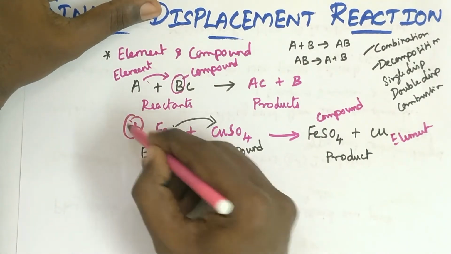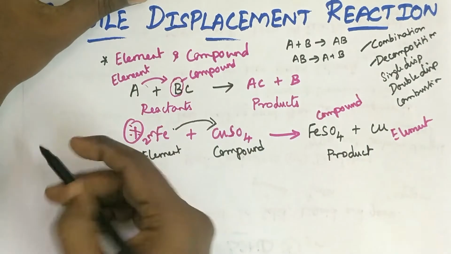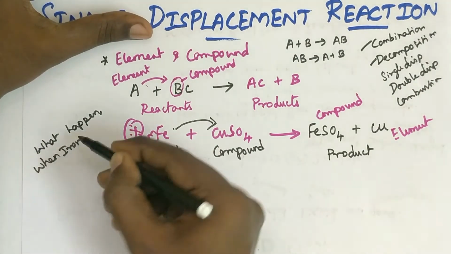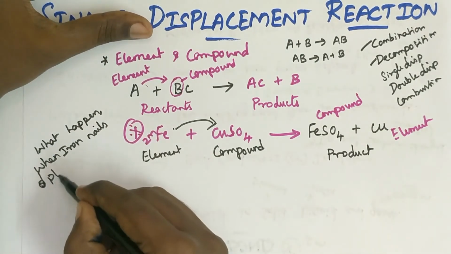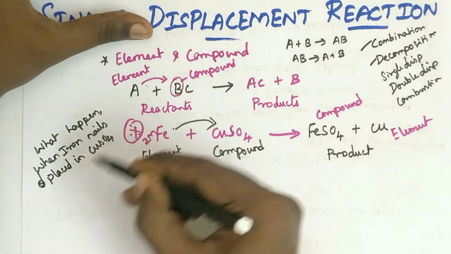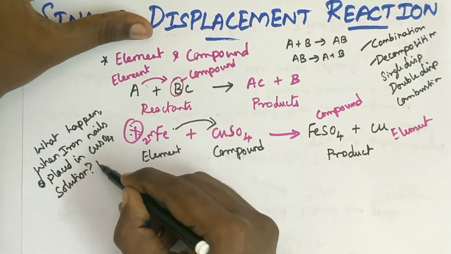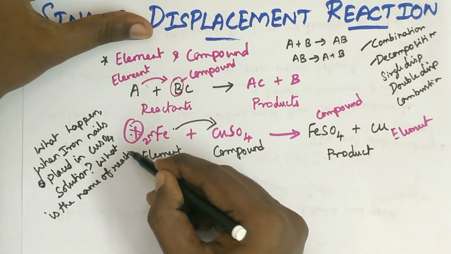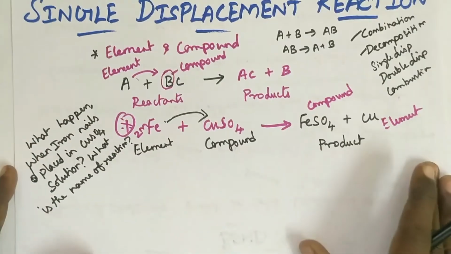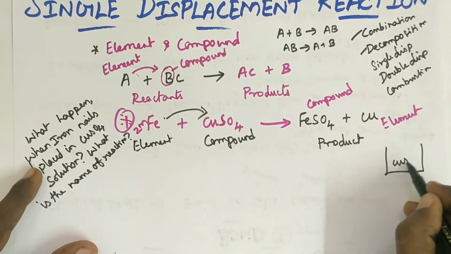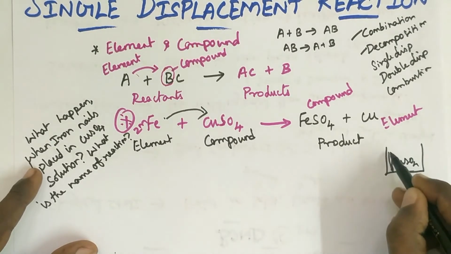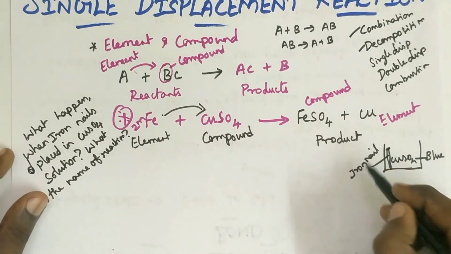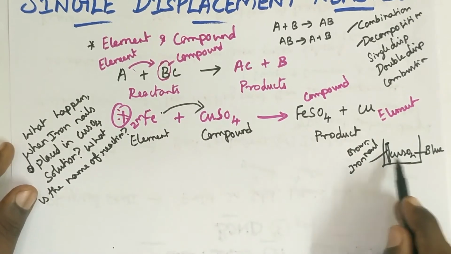This is an important question. They will ask it in two more questions. The question is: what happened when an iron nail is placed in copper sulfate solution, and what is the name of the reaction? Suppose you kept some iron nails in the copper sulfate solution. Copper sulfate is a blue color solution. Iron, we know, is brown in color. So after some time this blue color solution changes to brown.